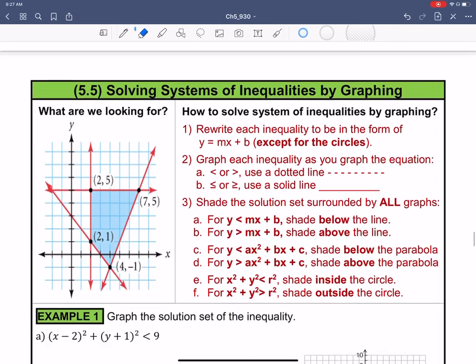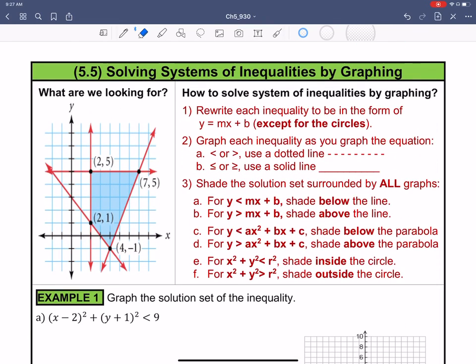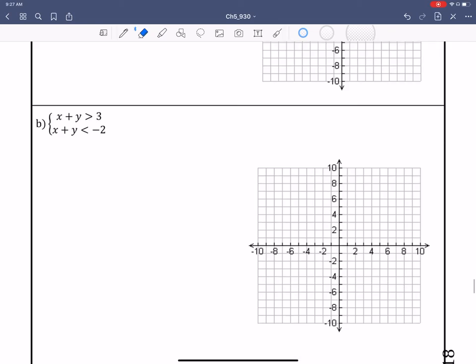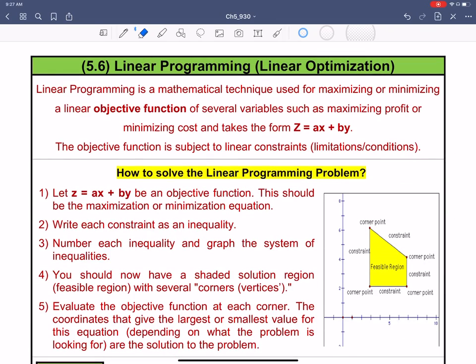So in the next session, we're going to take a look at how to solve inequalities by graphing them. And then in the section after, we're going to take a look at linear optimization. All right, I will stop it right here. I will see you all in the next section.